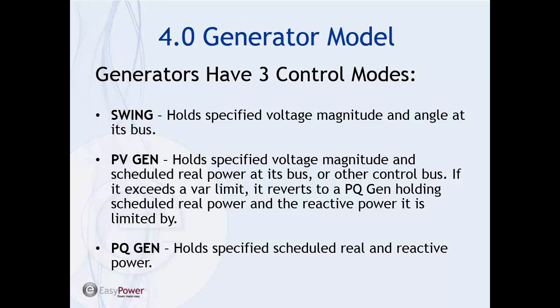Generators have 3 control modes: swing, PV gen, and a PQ gen. Swing holds specified voltage magnitude and angle at its bus. A PV gen holds voltage magnitude and scheduled real power at its bus or another control bus. If it exceeds a VAR limit, and we'll talk about VAR limits, it reverts to a PQ gen holding scheduled real power and reactive power at its limit. A PQ gen is nothing but a reverse load.